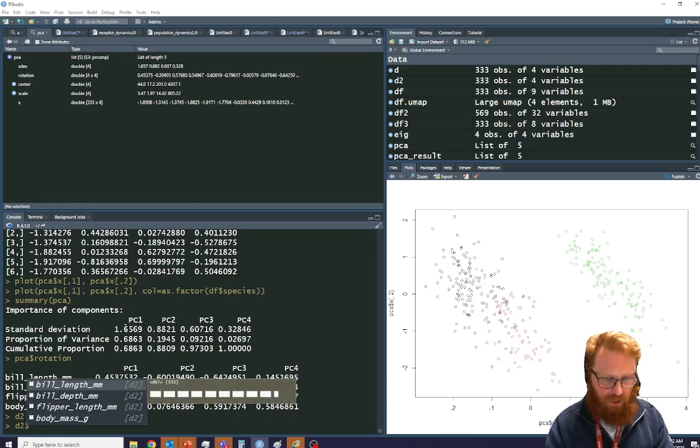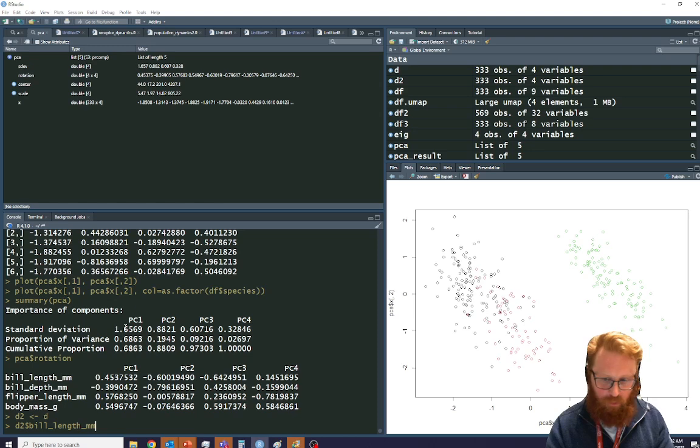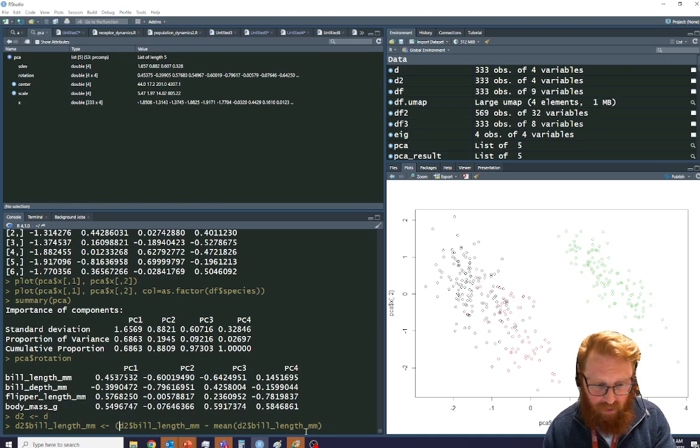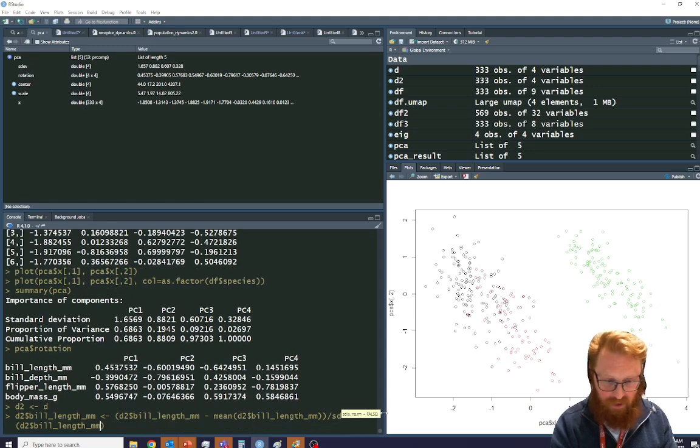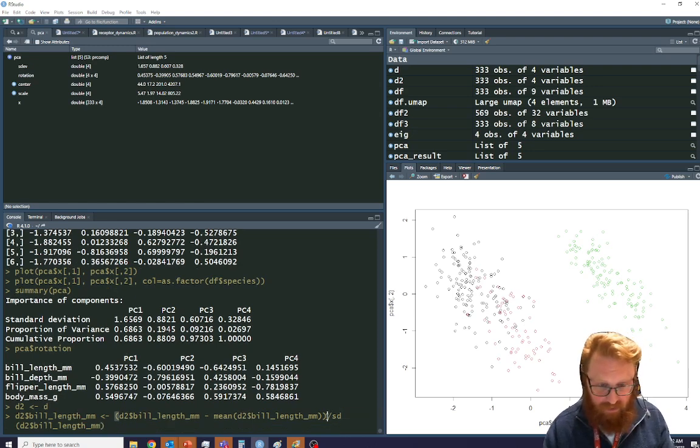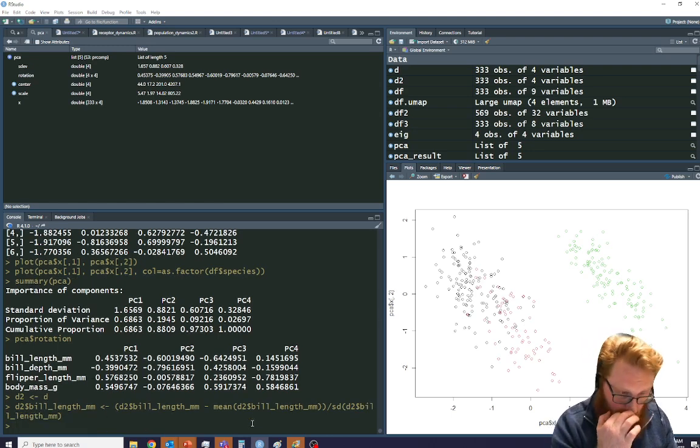So we're going to go D2 dollar, let's work with bill length first. All right, so we want to normalize it. How are we going to do that? Well, we're going to get our data, subtract off the mean of the data, right? And then divide it by the standard deviation of the data, SD of the data, right? And that is how the PCA does it. That is its first step. I'm just trying to make sure I got all the brackets in the right place. I think I do, right? Enter. Okay, and then we're going to work through the other ones.